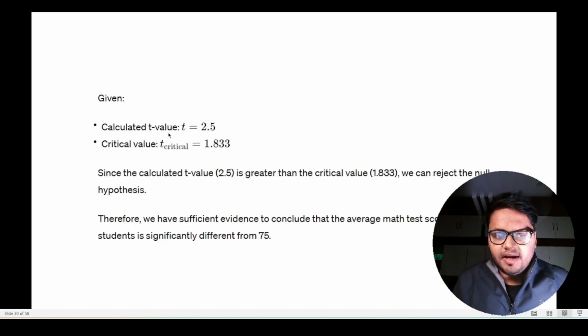Here we see that our calculated t value is 2.5 and our critical t value is 1.833. If the calculated t value is greater than the critical t value, we accept our alternate hypothesis and reject our null hypothesis. So in this question, we accept the alternate hypothesis, which is that the average math score of 10 students is significantly different from 75.